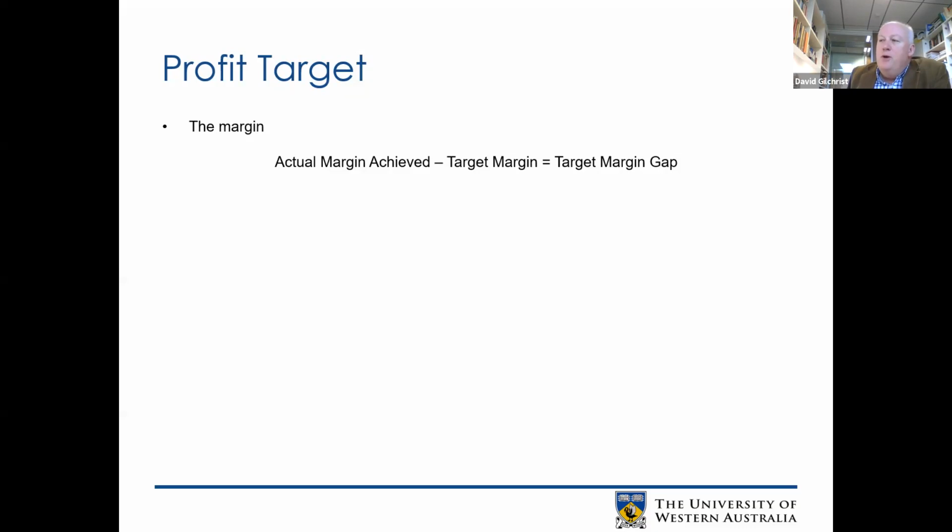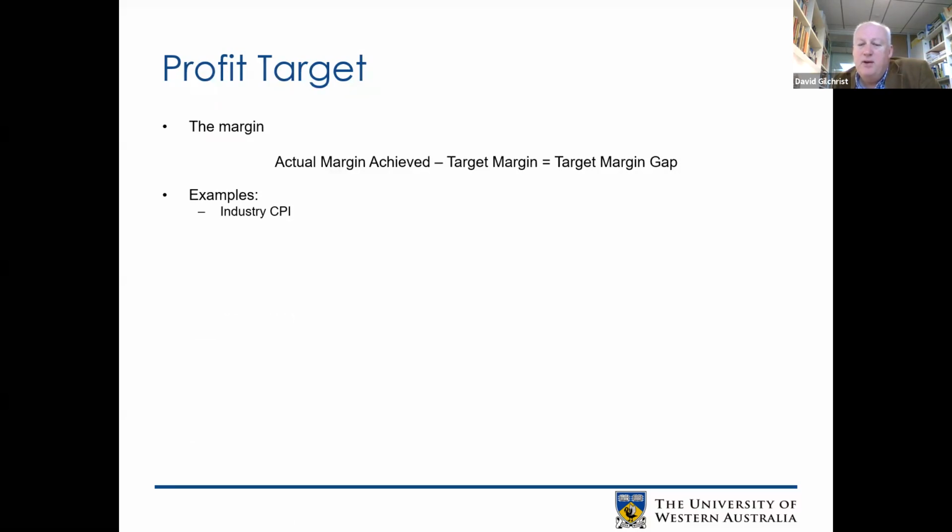How might you determine what your target margin should be? Well, there's a few different ways of doing that. The first way is in terms of an industry CPI. So many countries around the world develop things like health CPI, or a CPI relevant to particular industries. In Australia, we have mining CPI and we have health CPI, amongst others. As an example, in 2020, health CPI in Australia ran at about 4.1%, while CPI itself ran at about 1.5%.